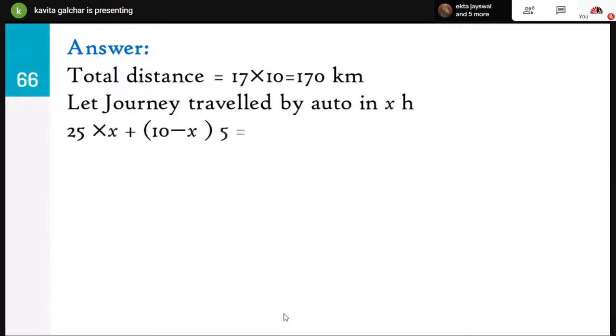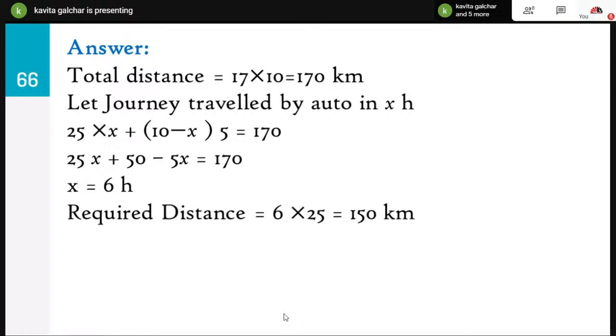I need to calculate the journey traveled by auto. I suppose that it would be x. By using the relation, total distance is 170. And the total time, I suppose that time taken by the auto is x with the speed 25. So that would be 25 into x, and the remaining time will be 10 minus x with the speed of 5. 25x plus 50 minus 5x, that is 170. Distance is 6 into 25, that is 150 kilometers. Therefore, option C is true.